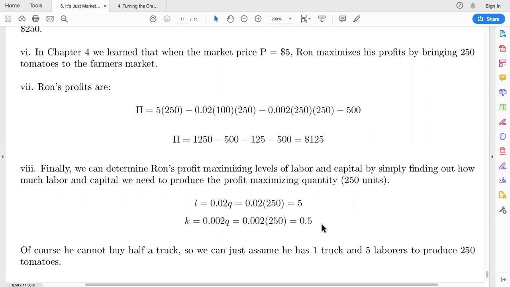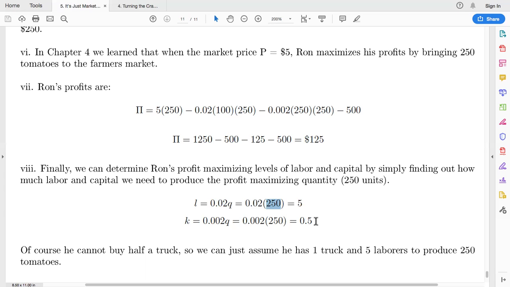Well, we first, in that chapter 4 example, determined the profit maximizing level of tomatoes, which was 250. And then we simply saw that the amount of labor he hires and the amount of capital that he uses is a function of tomatoes. And so if the profit maximizing level of tomatoes is 250, then that would imply that the profit maximizing amount of labor is simply the amount of labor he needs to have 250 tomatoes. And the same thing with capital.